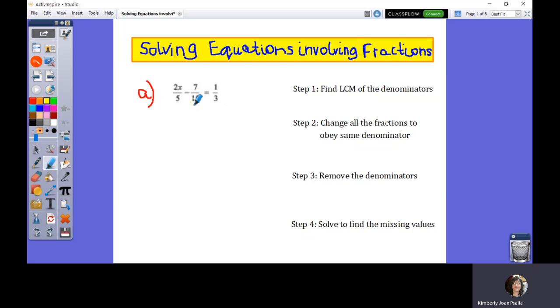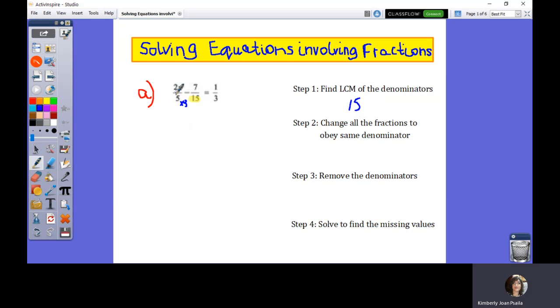To find the LCM, we normally look at the biggest number. So, is 15 in the table of 5? Yes, it is. Is 15 in the table of 3? Yes, it is. Therefore, in this case, our LCM is 15. So, why did we find the LCM? We found this so that we transform these denominators into 15. So, how do you get 5 to 15? Multiply 5 by 3 to get 15.